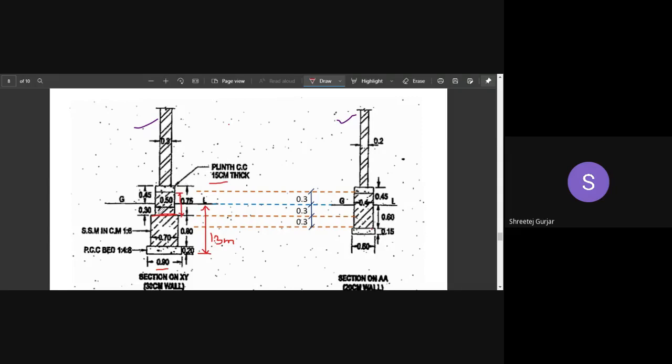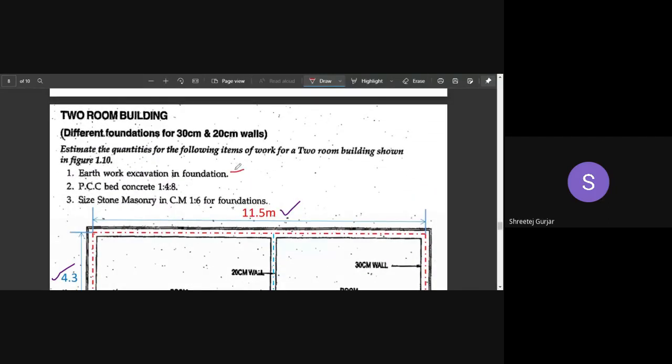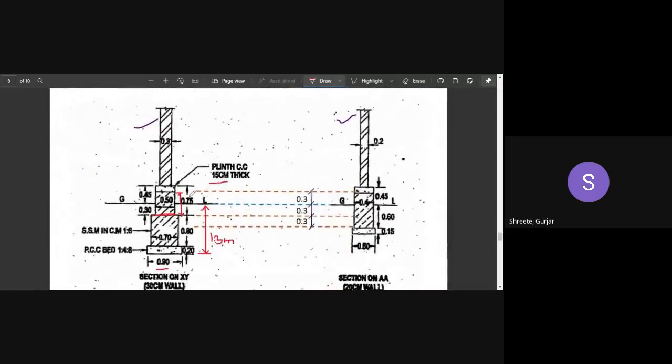So we are only concerned about this because we are asked only to calculate what? We are asked only to calculate earthwork in foundation, the PCC bed we have seen, and we have seen side stone masonry in foundation. So this plinth CC and this brickwork we are not concerned with, so we will not be looking into them in detail.